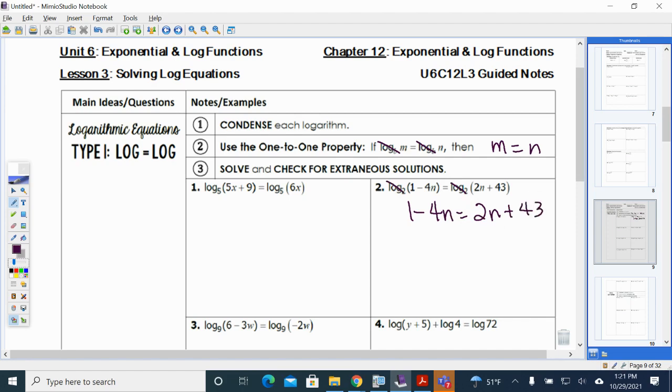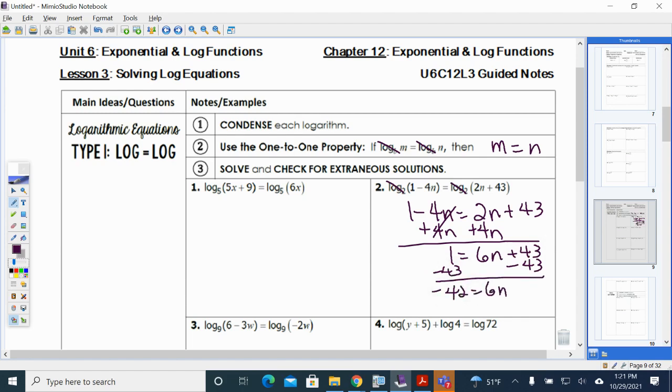I'm going to add 4n to both sides. Subtract 43. I get negative 42 equals 6n. Divide both sides by 6, and we get n equals negative 7. The last step says to check for extraneous solutions.